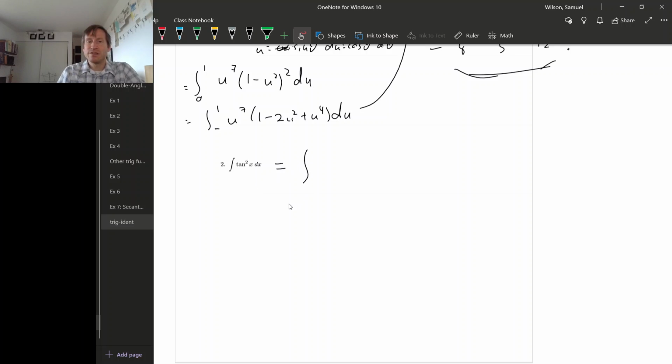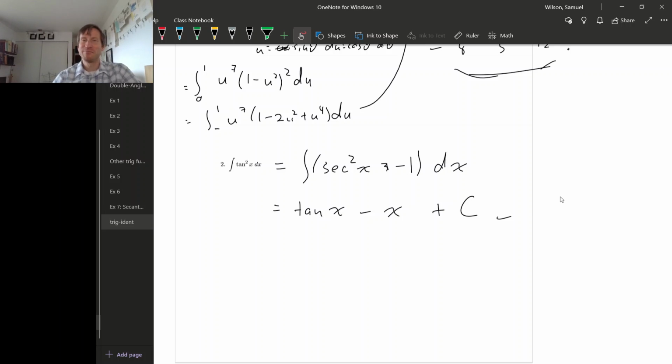So let's use the Pythagorean identity to turn tangent squared into secant squared x minus 1 dx. And now we can integrate straight away. So secant squared is the derivative of tangent, so the antiderivative of secant squared is tangent, minus, and then the antiderivative of 1 is x, plus a constant. And we're done. That one wasn't too bad.